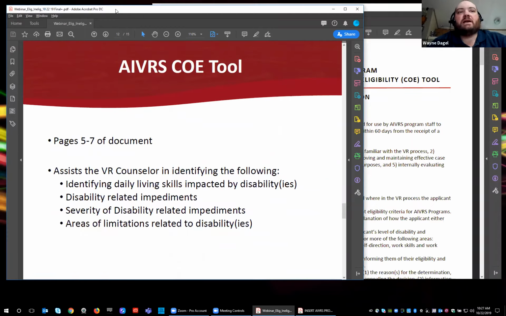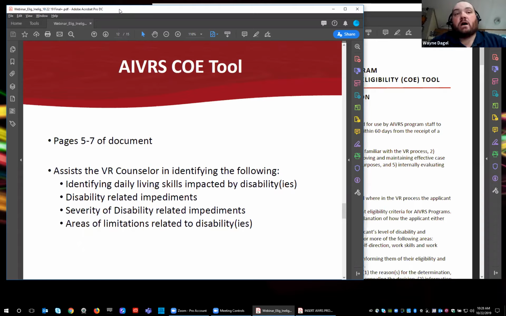Okay, on pages 5 through 7 of the AIVRS tool, or the COE tool, we have what's labeled a disability level. And that disability level was a document that I basically copied from the state when I was working at the state because I thought it was such a valuable tool in identifying impairments and limitations from disabilities.